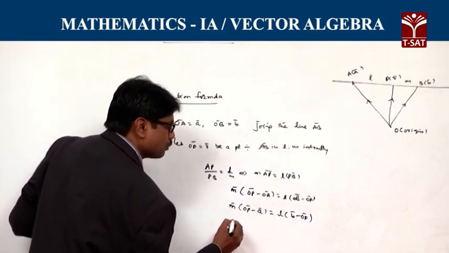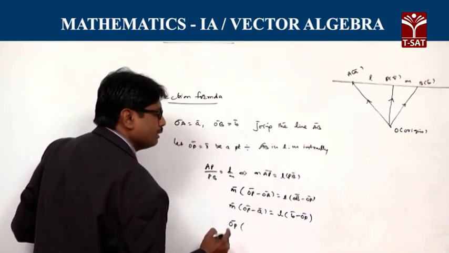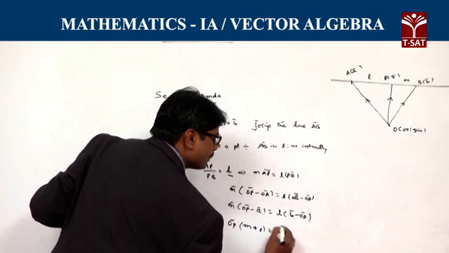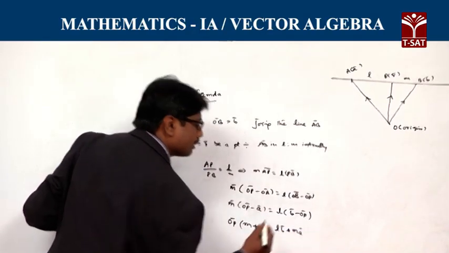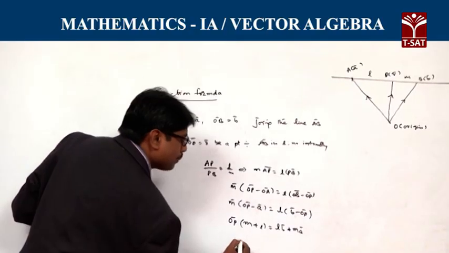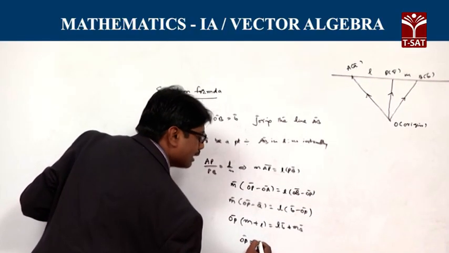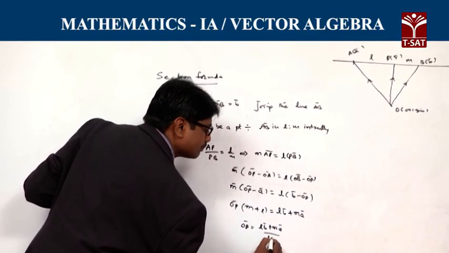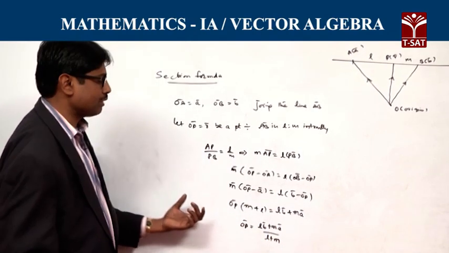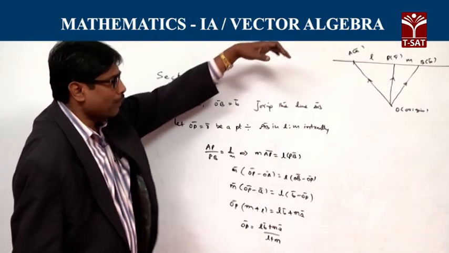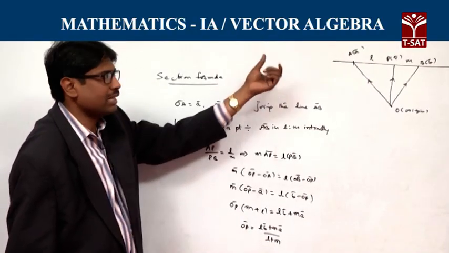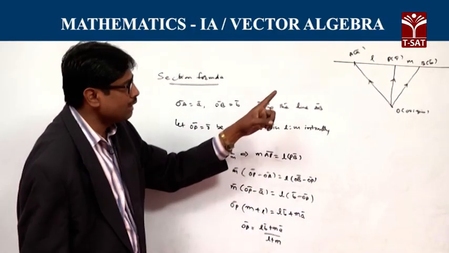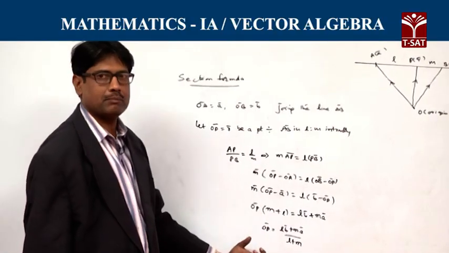Take out the position vector OP bar common: (M plus L) OP bar is equal to L times B bar plus M times A bar. Moreover, OP bar is equal to (L times B bar plus M times A bar) divided by (L plus M). We know L and M are real numbers, they follow the commutative law. If the point P divides AB bar in the ratio L:M internally, then the position vector OP bar is equal to (L B bar plus M A bar) divided by (L plus M).